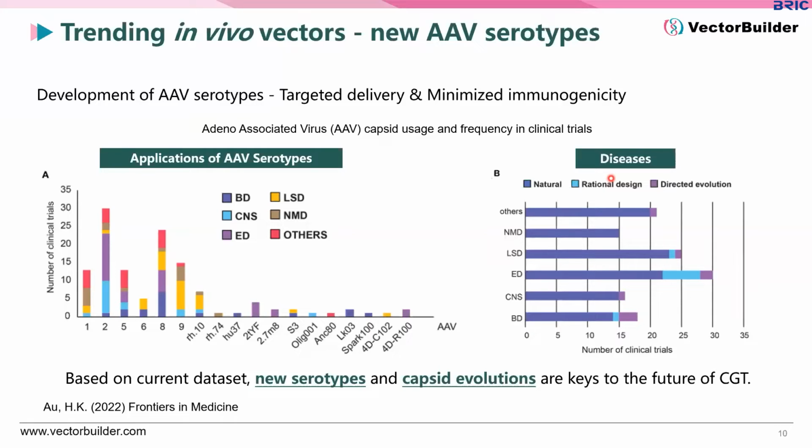For example, one of the famous ones is 2.7m8, which is being used a lot in, for example, eye disease. And we are seeing people doing a lot more research on developing these new capsids. So yes, new serotypes and capsid evolution, we believe, are the keys to the future of cell and gene therapy.